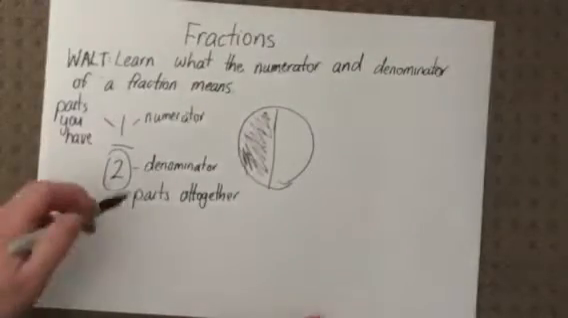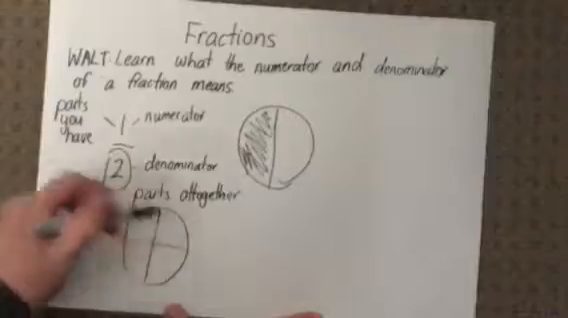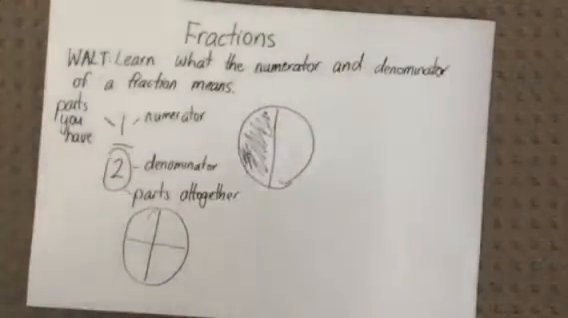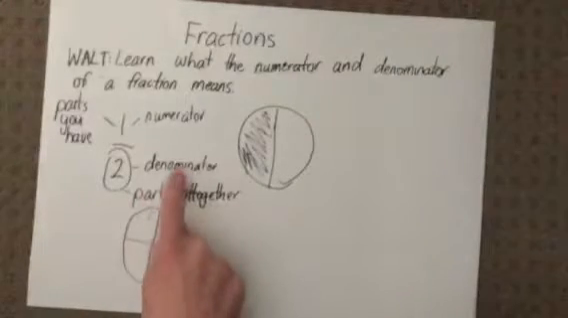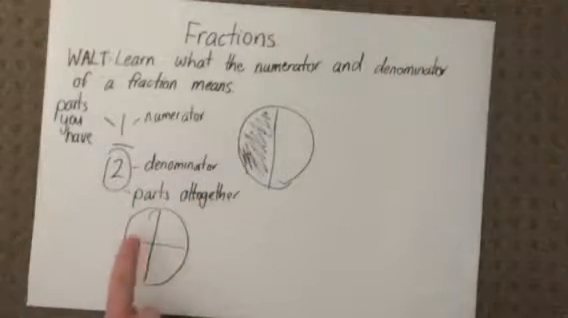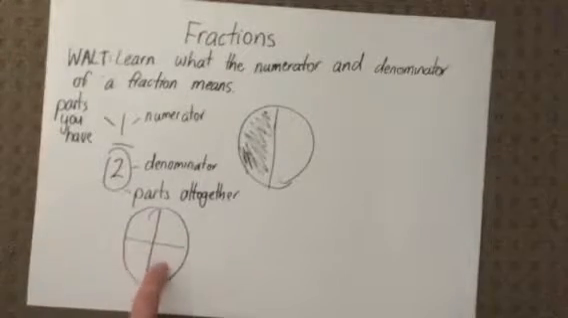Okay, let's go through another one so we can explain a bit better. This time we're going to have a circle and we're going to cut it into 4 pieces. So I want you to first think about what would be your denominator. Now let's have a look. Remember what denominator means? Denominator means how many parts there are all together. So how many parts are there all together in this shape? 1, 2, 3, 4.